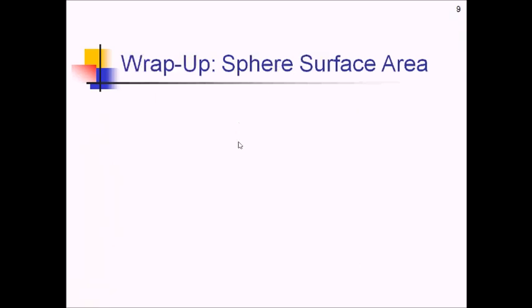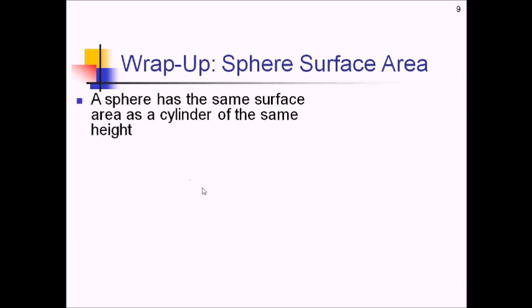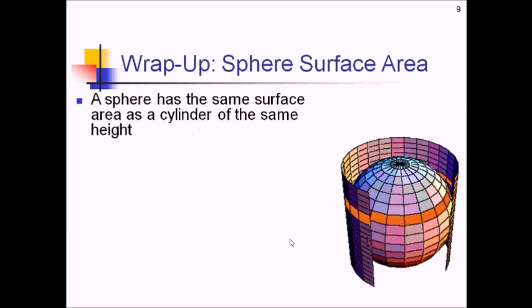We're going to wrap this up with kind of an intuitive proof of the sphere surface area formula. Now, this proof relies on you accepting the fact that a sphere has the same surface area as a cylinder of the same height. So, for example, if we have a sphere here and we unfold it, we should be able to make a cylinder with the same height as the total diameter of the sphere.